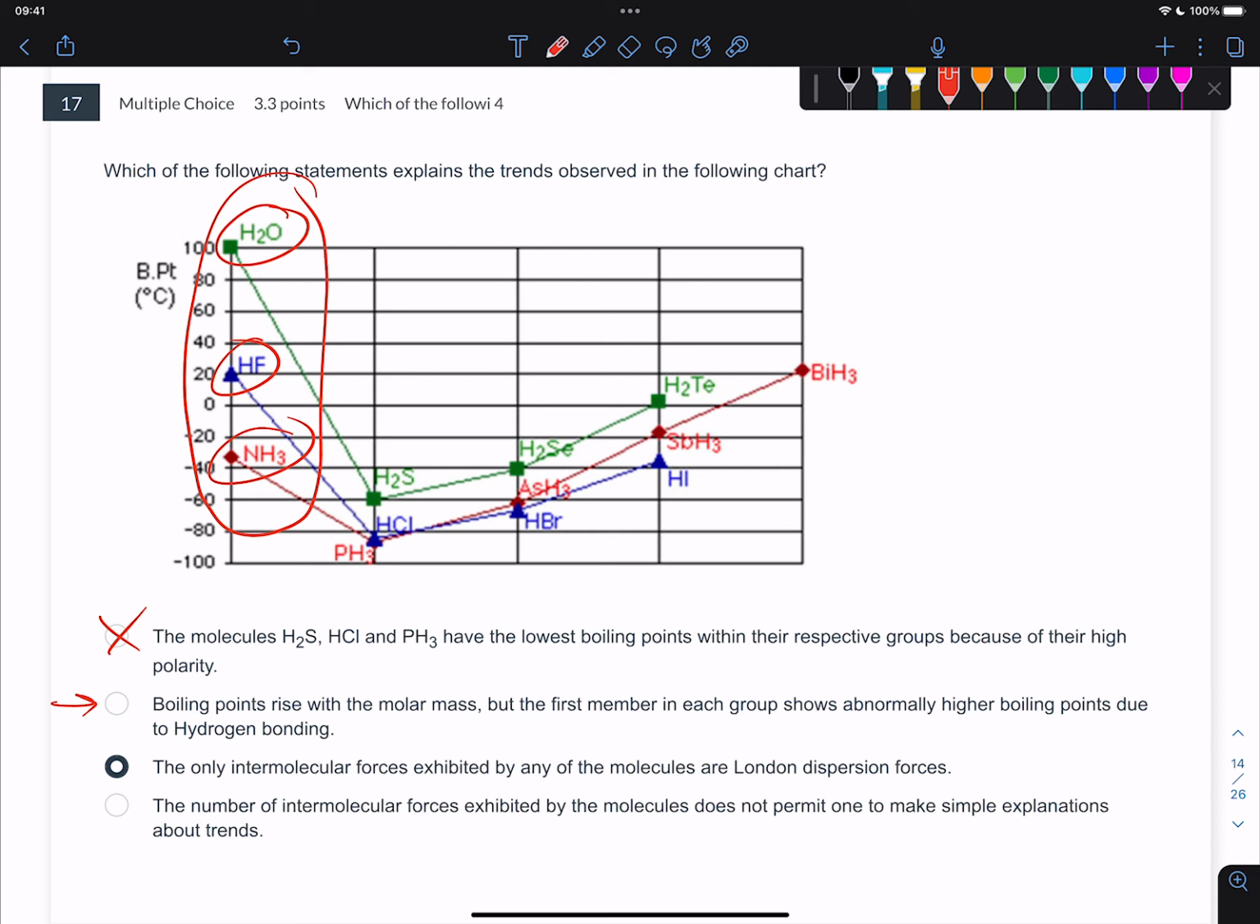It is not true that the only intermolecular forces exhibited by the molecules are London dispersion forces. That's just objectively not true. So it must be a mistake there. London dispersion forces are the only forces exhibited by molecules if they are nonpolar. Basically, that's just the answer. If they're nonpolar and don't have any hydrogen bonding capabilities. So I would say this is the right answer.